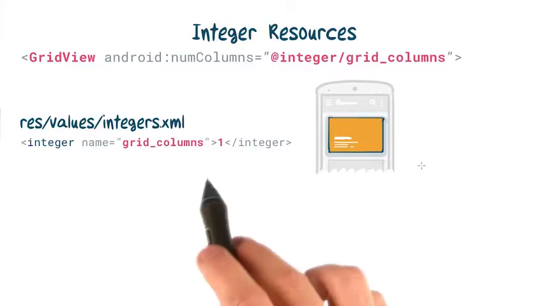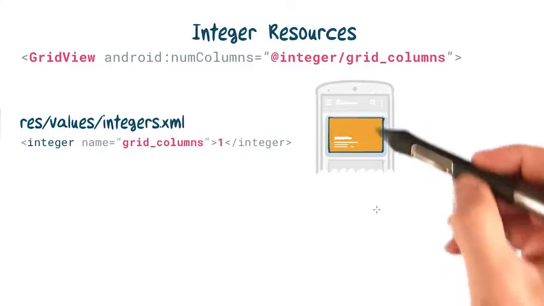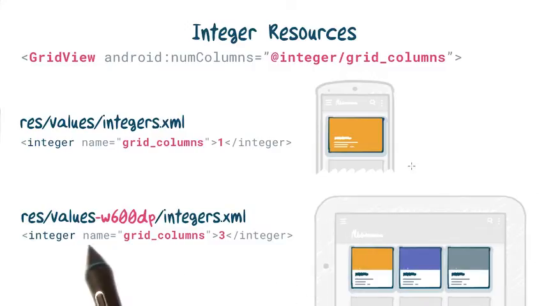An integer resource is basically a number with no units like pixels or dp or anything like that. On a phone, you could have one column, which is basically the same as a vertical list. And on a tablet, or with the W600dp qualifier, we could bump it up to 3 columns. This approach works for both grid view and the grid-based layout managers bundled with recycler view.